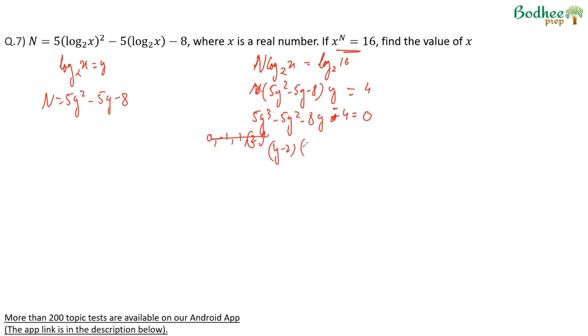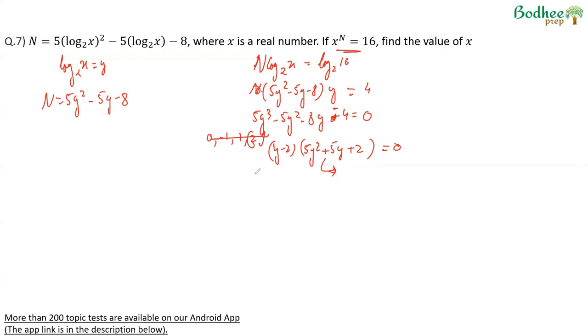The remaining part will be 5y square. So 5y cube minus 10y square. Minus 10y square plus 5y will give us 5y square minus 10y minus 8y. So we need plus 2y. Plus 2. This is 0. From here we can see b square minus 4ac, 25 minus 40, will be imaginary, so there will be no real roots.